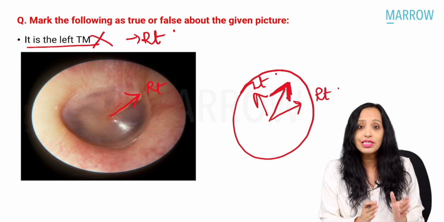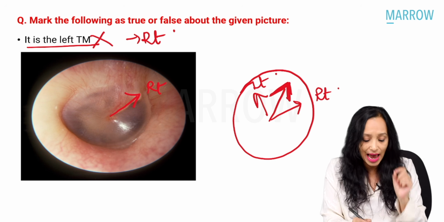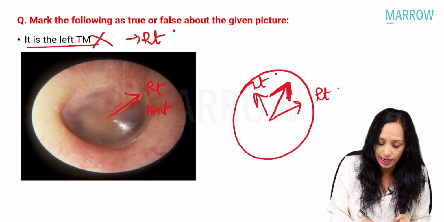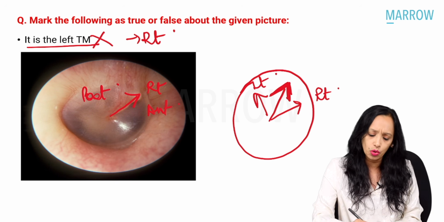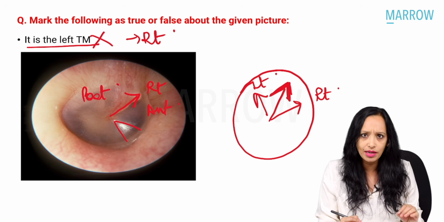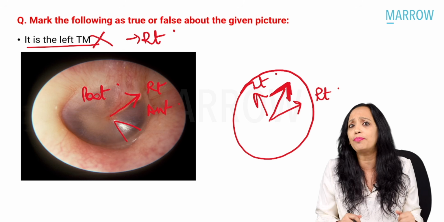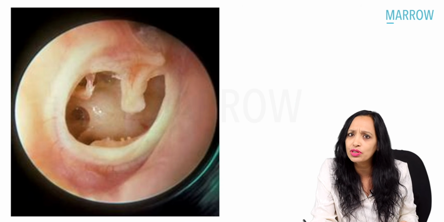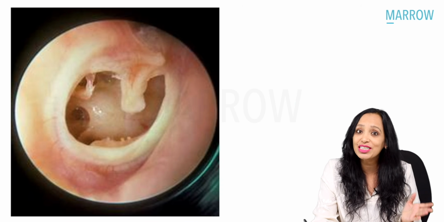Also, whichever side the upper end of the handle of malleus is pointing, that is the anterior part of the tympanic membrane. Is that clear? You must be thinking that we are seeing the cone of light, and we know it is present in the antero-inferior quadrant, so we know which is the anterior part. Okay, very good. Tell me, in this tympanic membrane, which is the anterior part? Yes. So when there is a perforation, we will not see the cone of light.